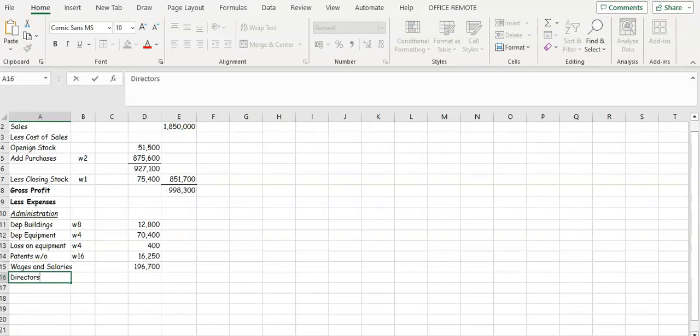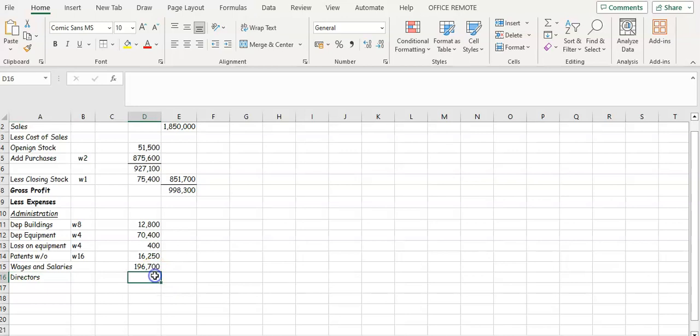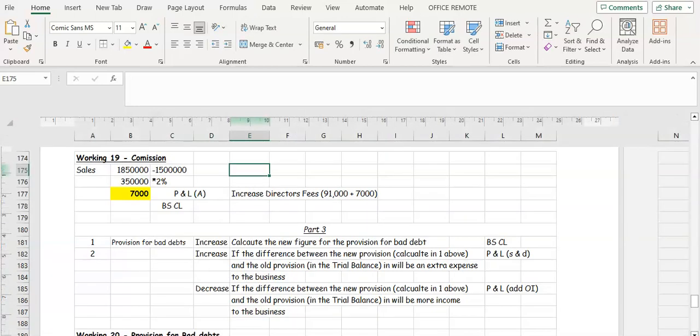So we go back to our workings. We've got commission of 7,000. So that 7,000 was part of directors. So directors' fees is 91,000 plus the 7,000 is going to give us 98,000. So 98,000. And that's part of working 19.